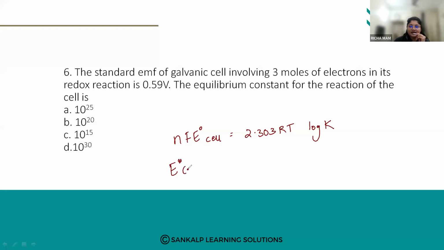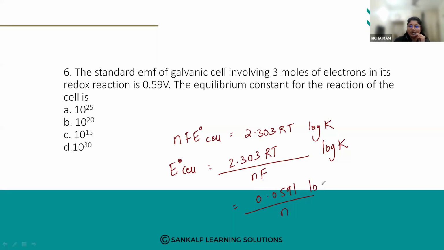So E naught of cell is equal to 2.303 RT by nF into log of K. You can also write this as 0.0591 by n log of K. Right. So now what is n? n is how many moles of electrons are involved? 3. So n is 3 here. So put the value of 3. So log of K is equal to 0.59 into 3 divided by 0.0591.